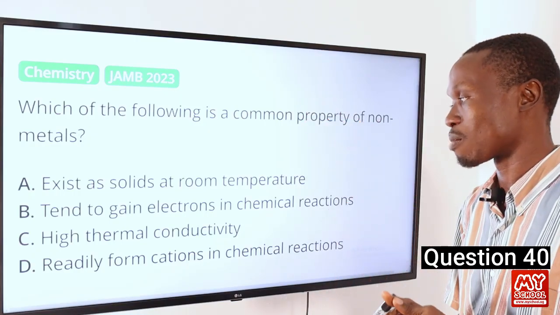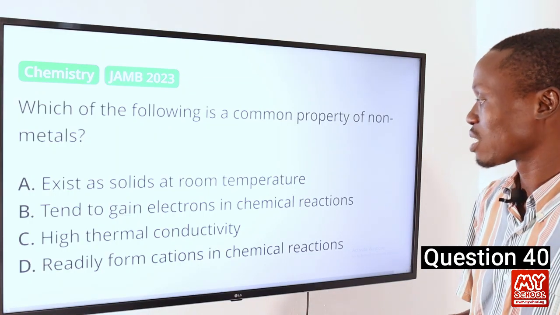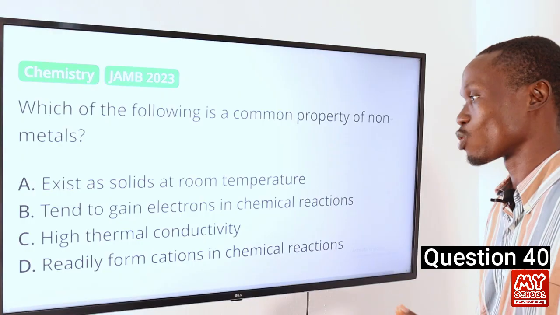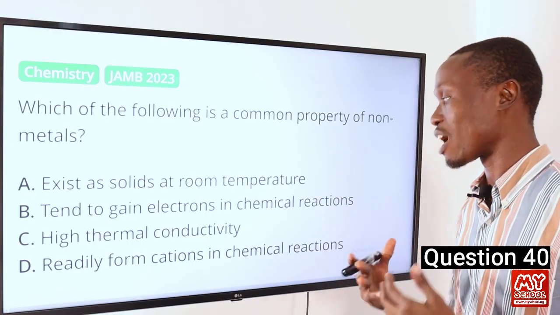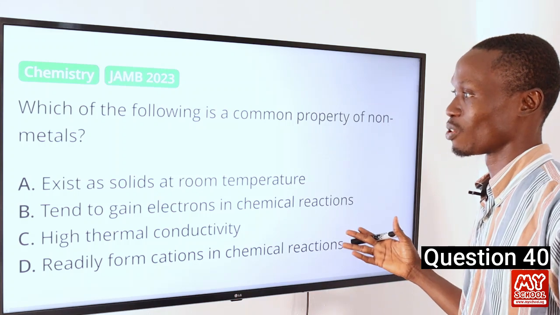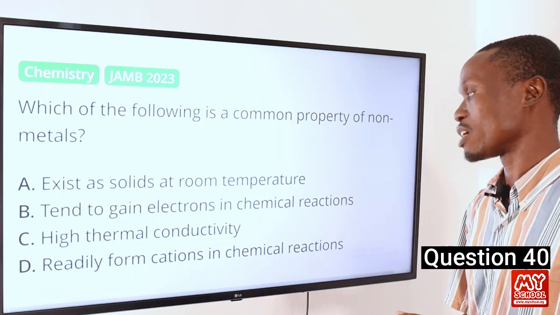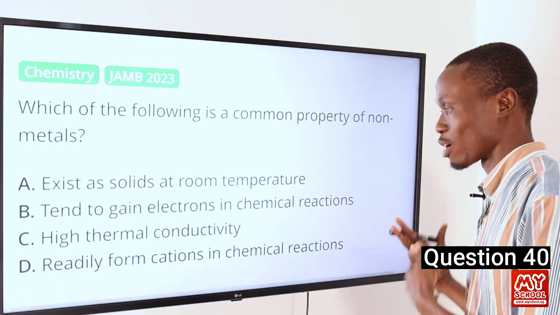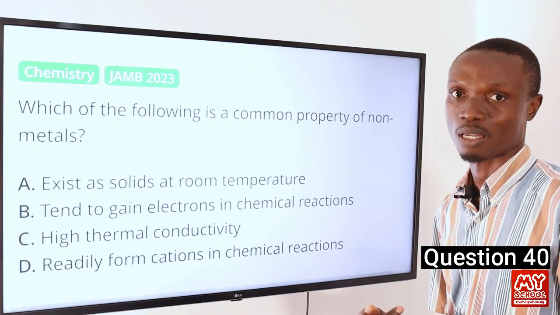While option C, high thermal conductivity, no, that is associated with metals. While D, readily form cations in chemical reactions. No, they don't form cations in chemical reactions. Rather, they form anions. So option B is the correct option here. Tends to gain electrons in chemical reactions to form anions. So B is the correct answer.